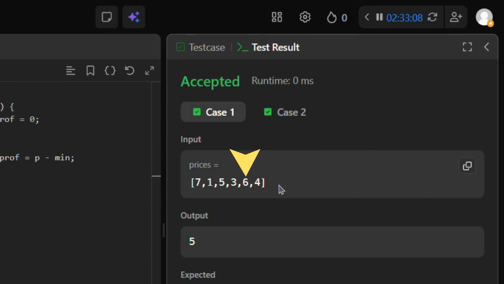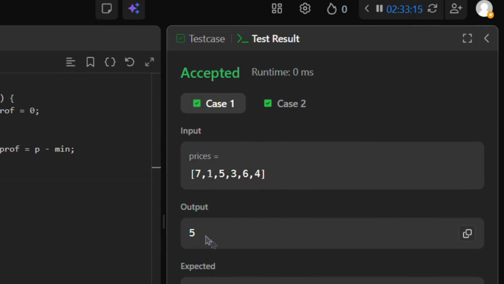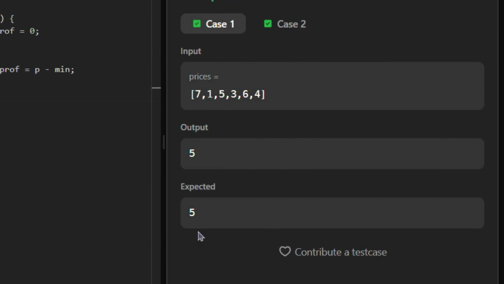That is now the highest so far. Finally 4. The profit would be 3, which is not better than the current best. The largest profit encountered is 6 minus 1, which equals 5. The output is 5, matching the expected 5. This confirms that the solution properly tracks the minimum price and the maximum possible profit throughout the scan.